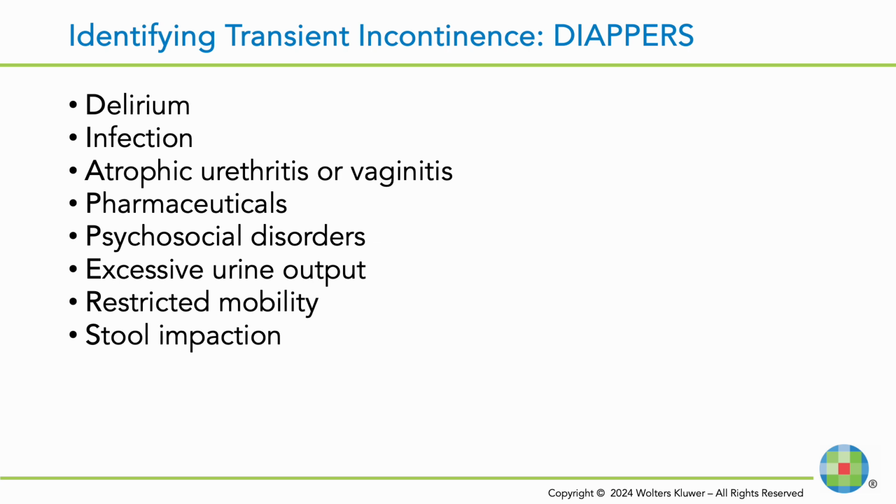Identifying transient incontinence. Ironically, the acronym is DIAPPERS: delirium, infection, atrophic urethritis or vaginitis, pharmaceuticals, psychosocial disorders, excessive urinary output, restricted mobility, stool impaction. These are all ways to identify those transient incontinent episodes and important questions to ask.